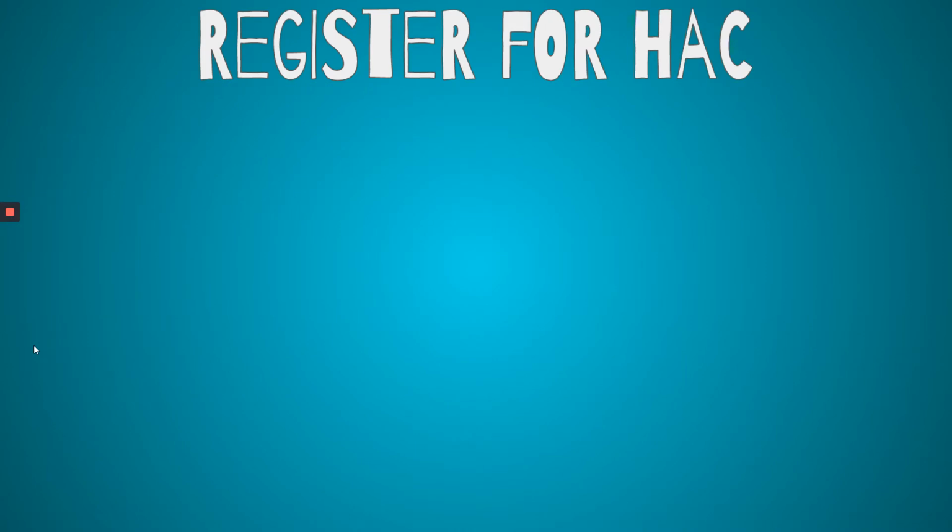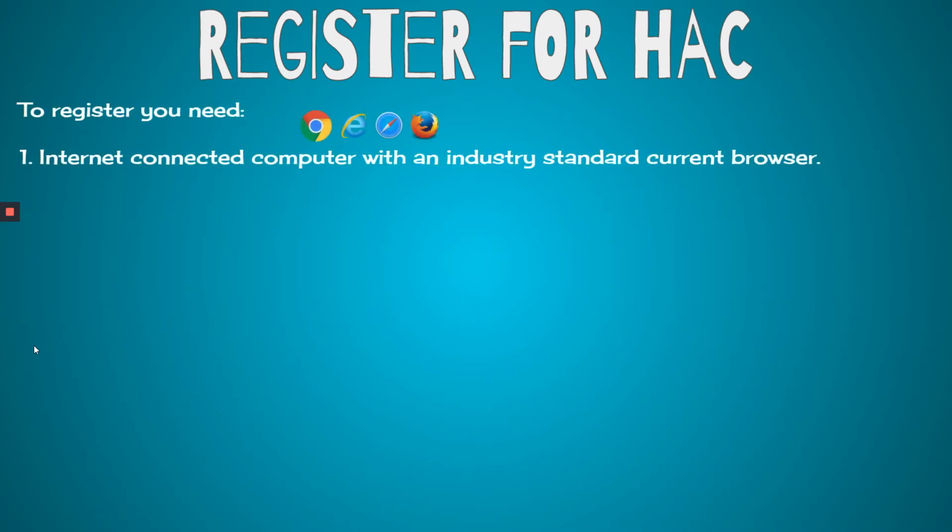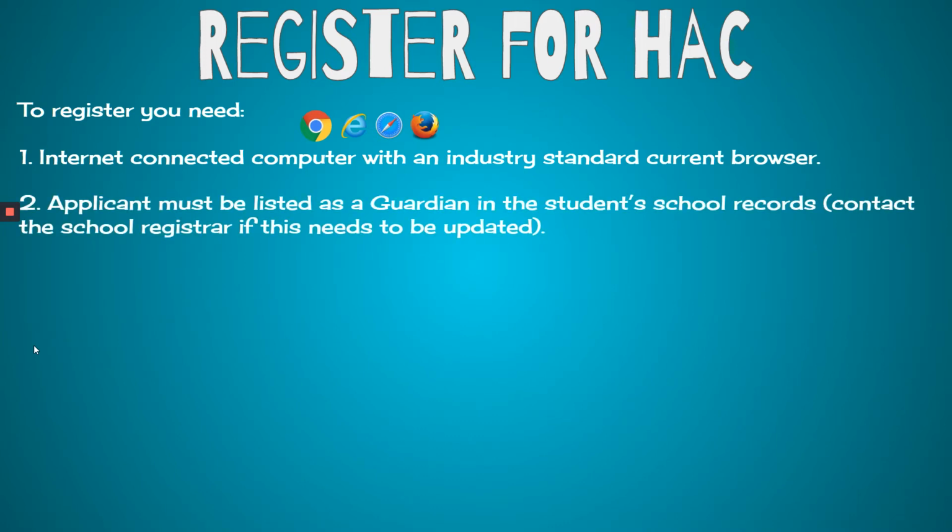So to register for an HAC or Home Access Center account, you are going to need an internet-connected computer with an industry standard or current browser. So those icons above are some of the most popular browsers that we have right now. Just make sure that it's updated to the latest version if it isn't working for you. The second thing you're going to need is they should have the contact information up to date. So the applicant must be a guardian of a student. So a parent is going to be registering, or if a student is registering, they're going to need the information for the guardian that they are registered to within the school's records.